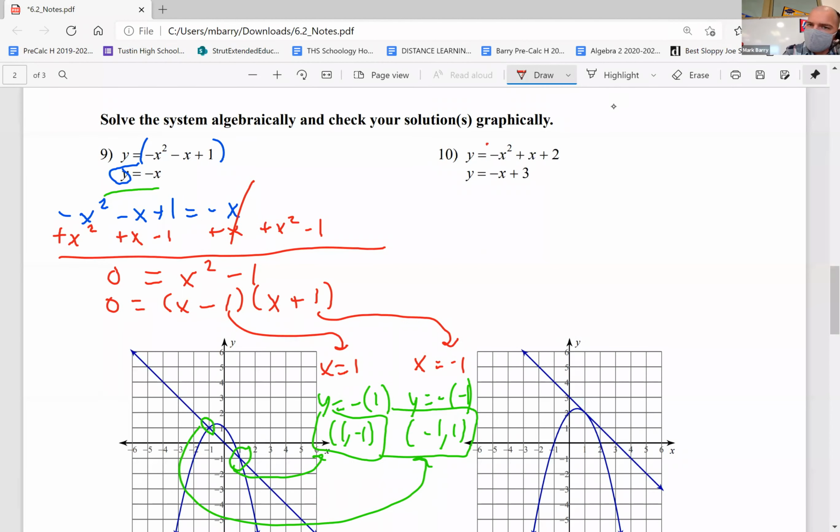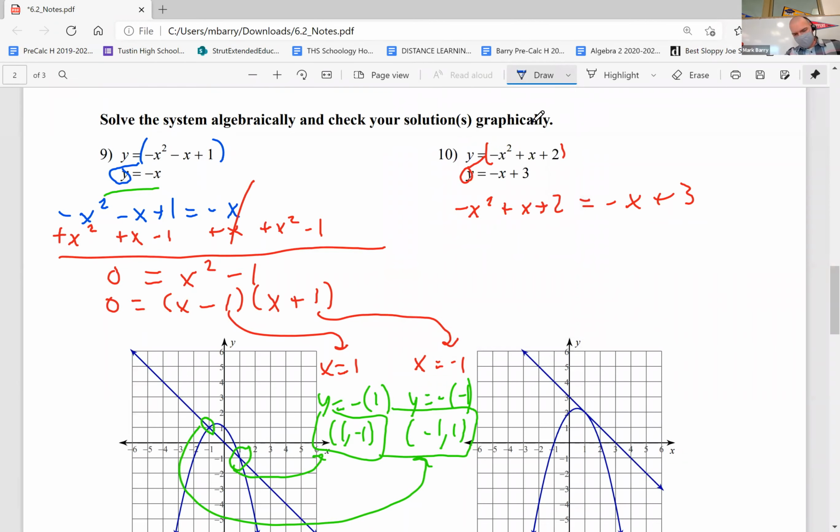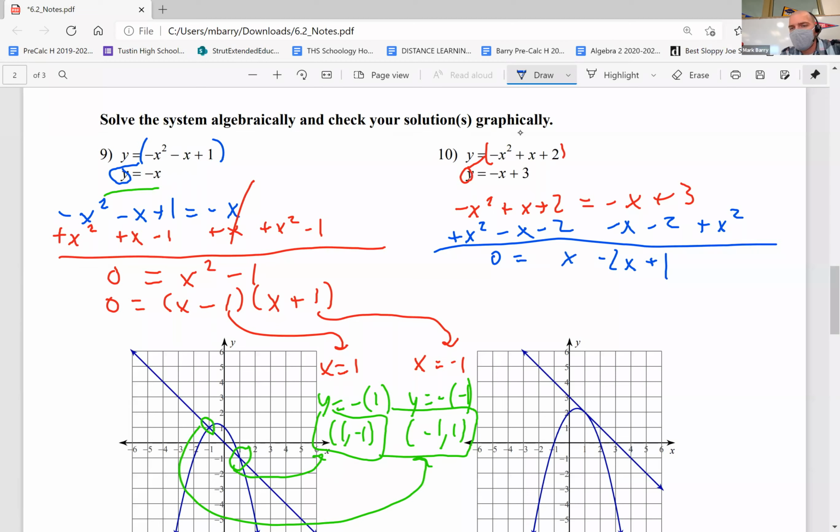So once again here, we are going to move this right here. So we get -x² plus x plus 2 equals -x plus 3. Once again, I have a -x² on the left side, so I always want to move that until the x² is positive. So I'm going to add x² over here. I'm going to subtract x, and I'm going to subtract 2. Now, in this case, I have -x minus x. Those don't cancel out. That gives me -2x. 3 minus 2 is 1. And then I'm going to move the x² to the front.